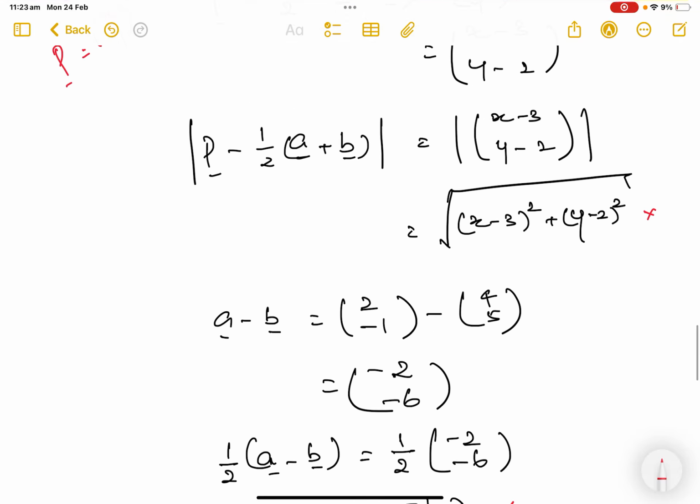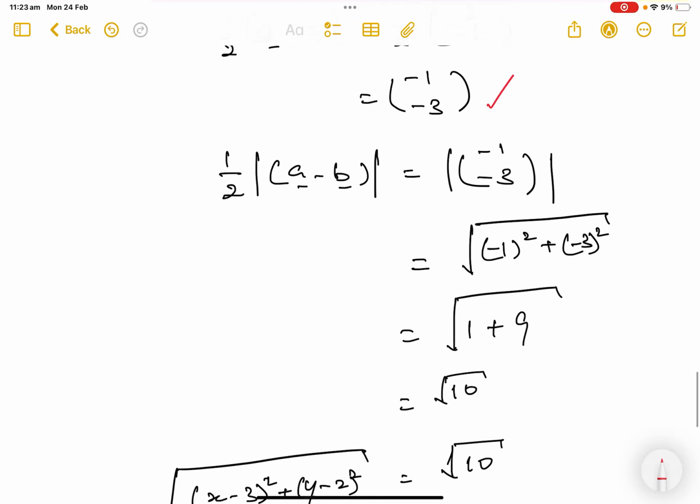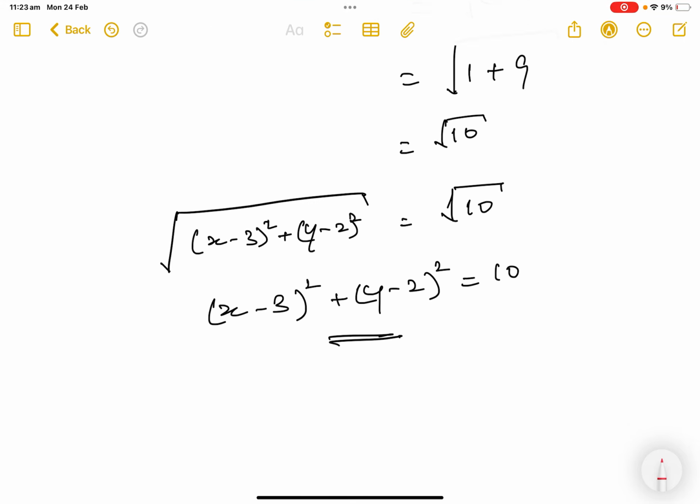For the left-hand side, we already know the square root of x minus 3 squared plus y minus 2 squared. That is equal, of course, to the right-hand side, which is root 10. If we square both sides, x minus 3 squared plus y minus 2 squared equals 10. That is the standard format of a circle in Cartesian form.